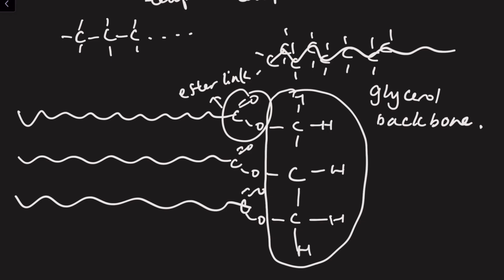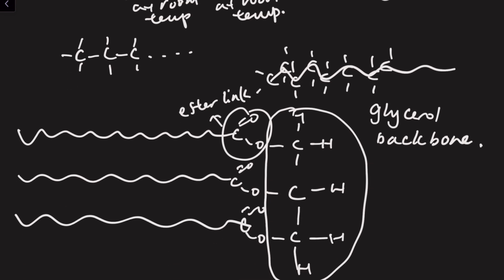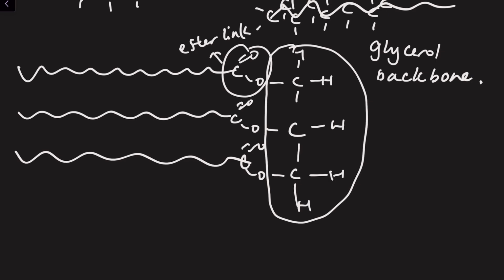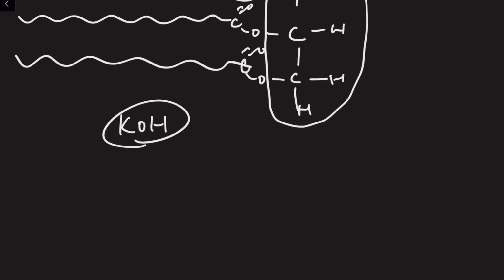So how do we go from fats and oil into biodiesel? We need 2 steps. By the way, we need a catalyst, usually KOH as catalyst. A catalyst, we will also cover this in Area of Study 2. Basically it facilitates the chemical reaction to make it easier for the chemical reaction to occur.